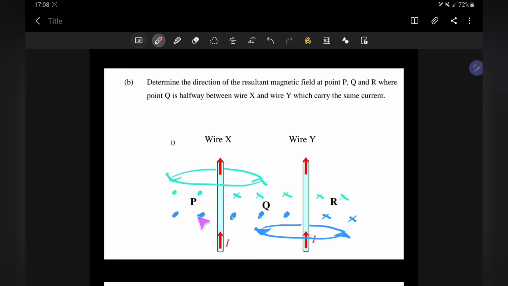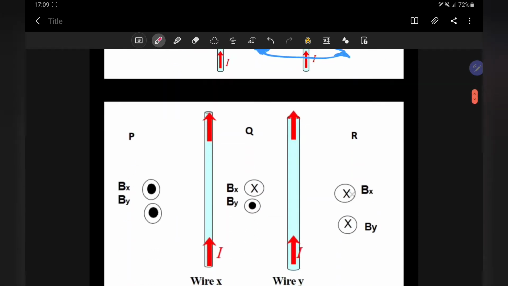As a conclusion, at P, both B are directed out of the page, so the resultant is also out of the page. At R, both B are directed into the page, so the resultant is also into the page, because they are in the same direction. But at Q, BX is directed into the page and BY out of the page, at equal distance giving equal magnitude of B. One is negative, the other positive, so they cancel each other, giving zero resultant.